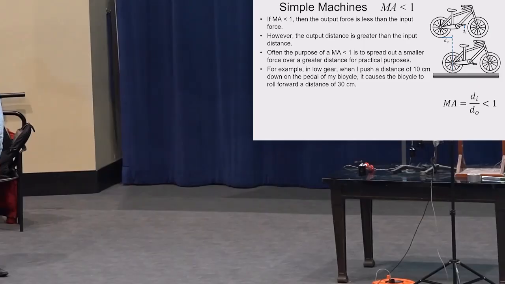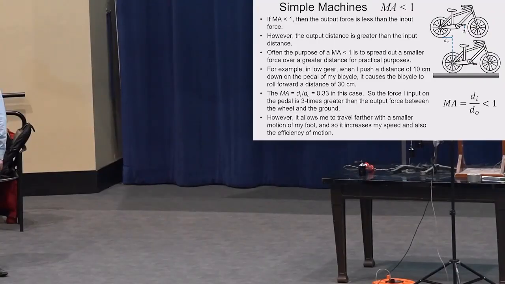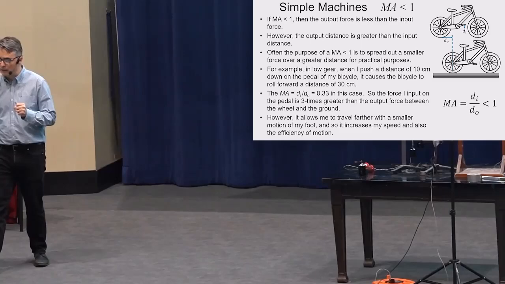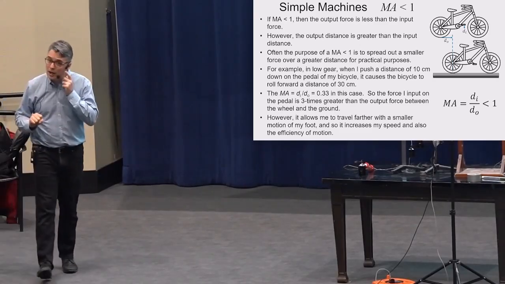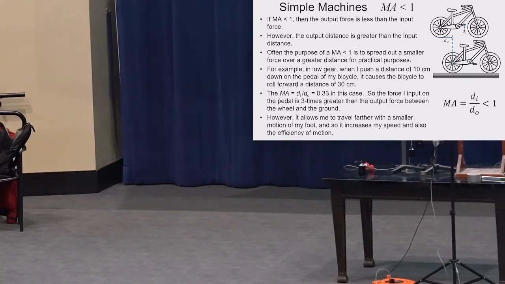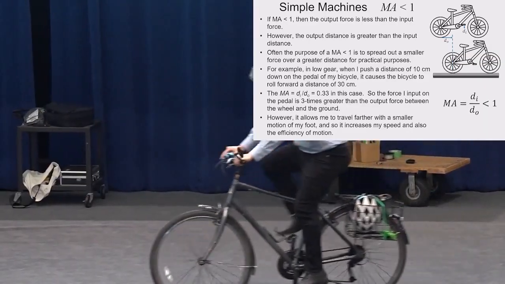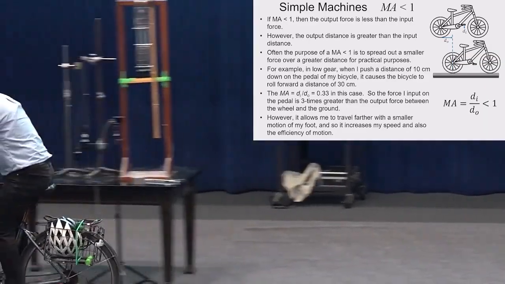So in a low gear, when I push a distance of 10 centimeters down on the pedal of my bicycle, it causes the bicycle to roll forward a distance of 30 centimeters. So the mechanical advantage is only 0.33. What that means is that the force that I input on the pedal is actually 3 times greater than the force that's output between the bike and the ground. So why would I want to do that? I think the reason is that I want to go faster. So I push a little bit on here, and it sends me quite a bit.